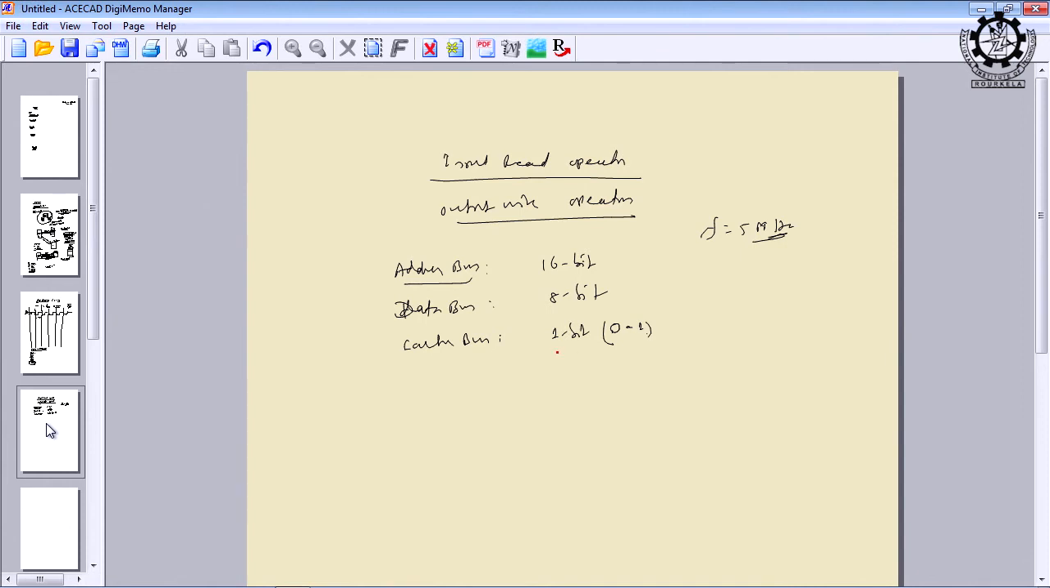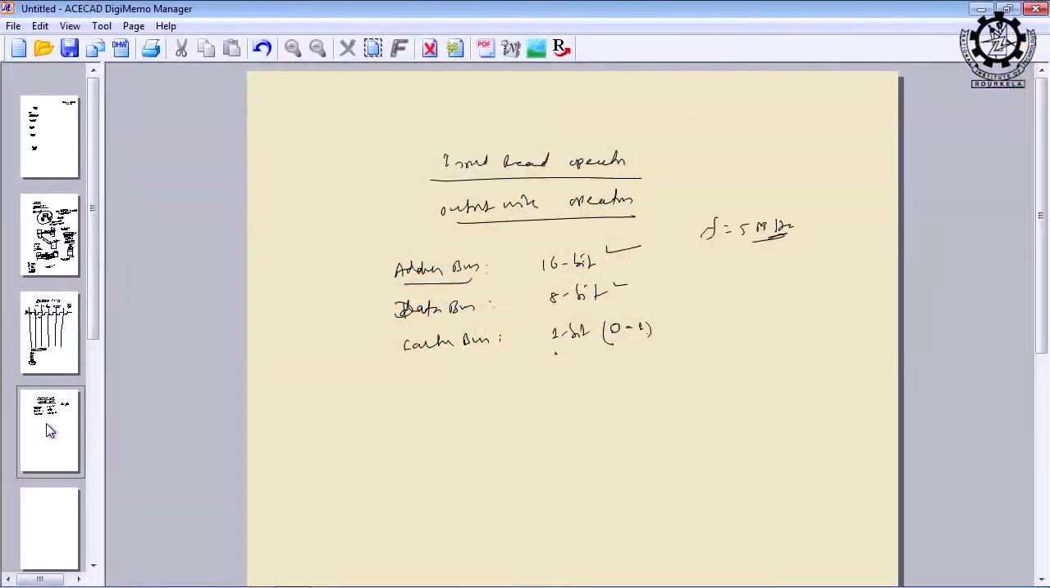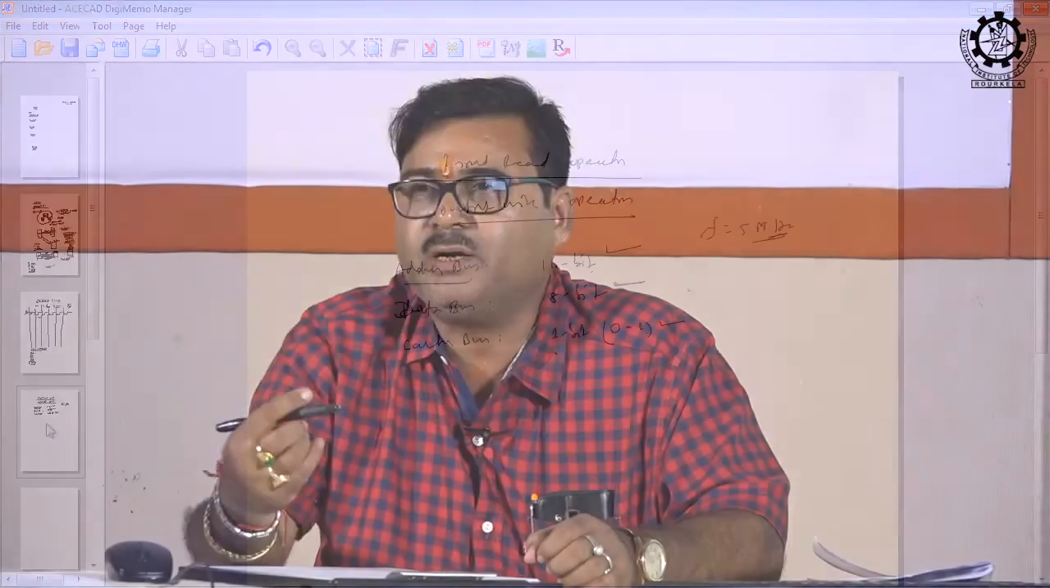And similarly, for IO control signals, IO read and IO write, I can use the same one-bit signal, one for IO read and another for IO write. Is it okay? So then this is very clear. If I have a 16 bit address bus, an 8 bit data bus, and the control bus is 1 bit with respect to a particular operation, memory read, memory write.